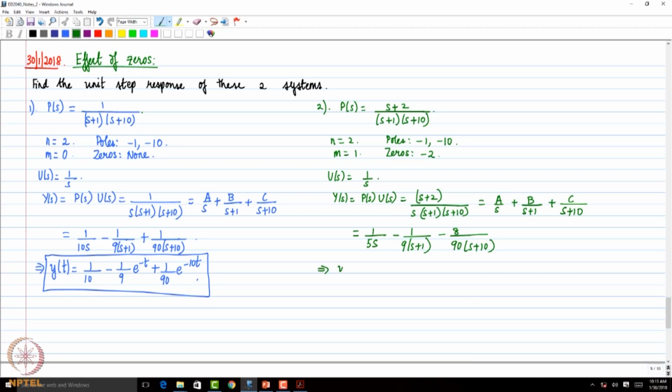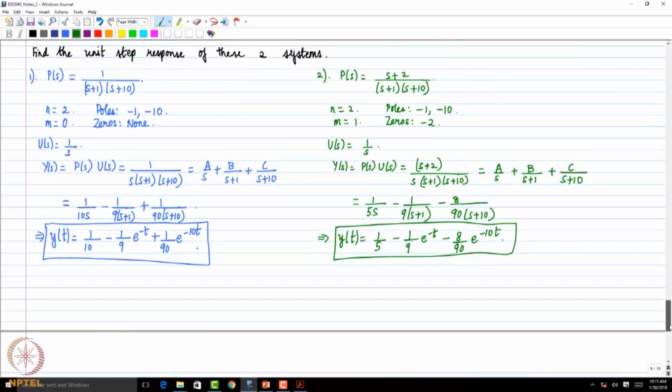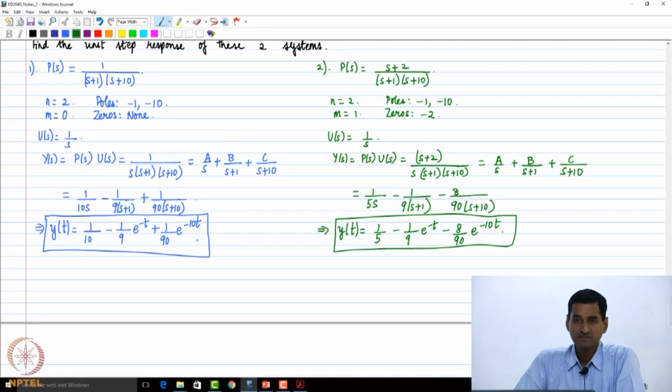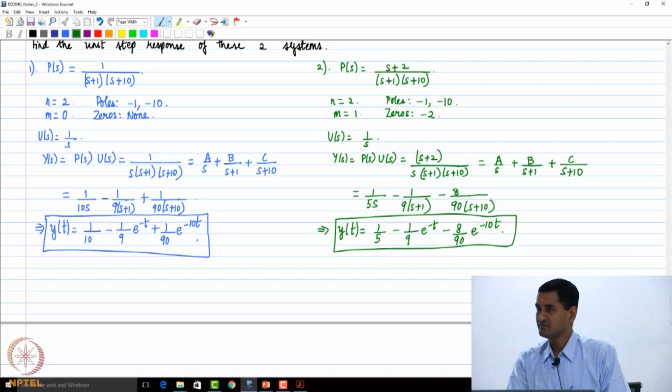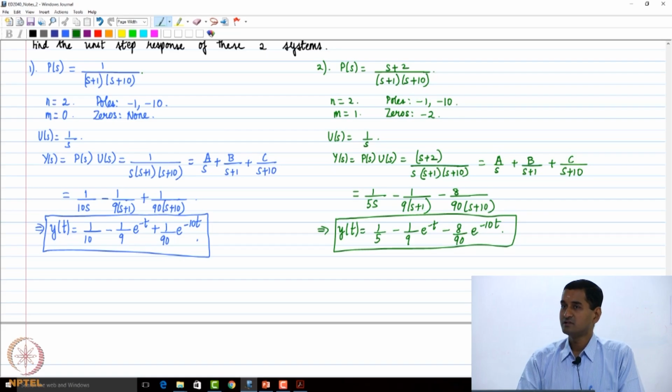So this implies that y of t is going to be equal to 1 by 5 minus 1 by 9 e power minus t minus 8 by 90 e power minus 10t. That's going to be the solution in this particular case. Now what do we observe? Even in this solution, you can see that as t tends to infinity, the value goes to 1 by 5, right? So it's bounded, no issues. The system is bibo stable because the poles are the same, and you can see that the exponential terms have minus 1 and minus 10 as the exponent.